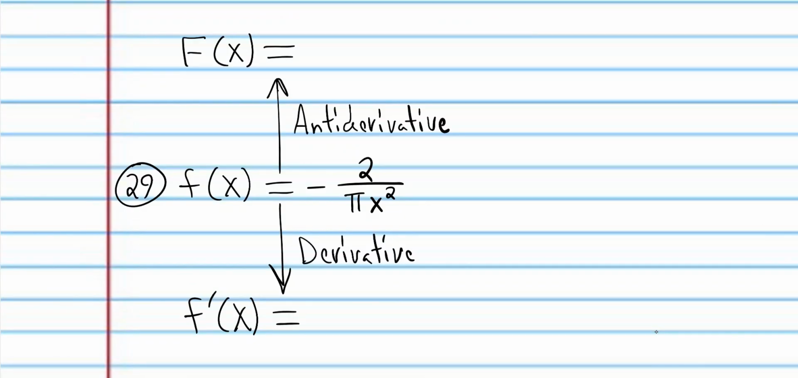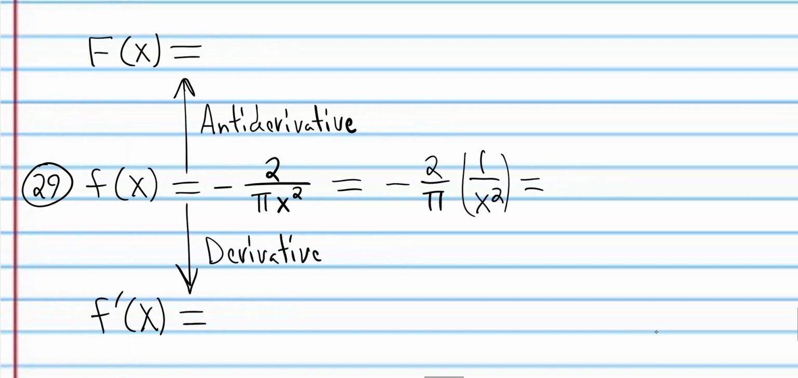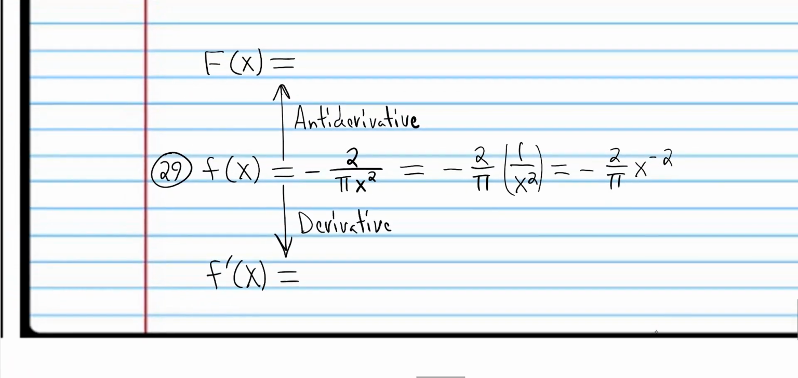So here's another example where students tend to think that they need to use the quotient rule. You don't have to. You can just factor out -2 over pi, and then you're left with 1/x squared. And then you can change 1/x squared to x to the -2 power using exponent rule number 8. So there you go. So now we're going to find the derivative using the constant multiple rule. The derivative of a constant times a function is the constant times the derivative of the function, which is -2x to the -3 power.